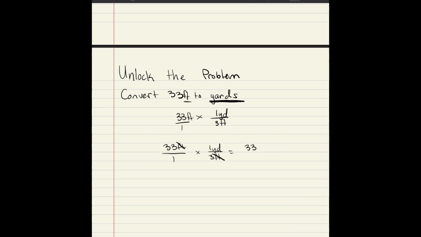So 33 times 1 is 33 yards now, over 1 times 3 is 3. And it's not 3 feet because this feet was canceled out along with this one. Now I can simplify, and I know 3 can go into both of these, which gives us 11 yards over 1, which is just 11 yards. And that is our final answer.